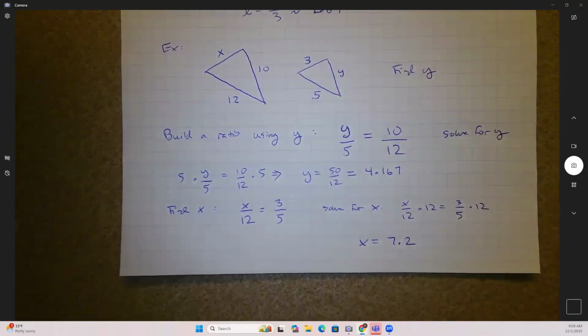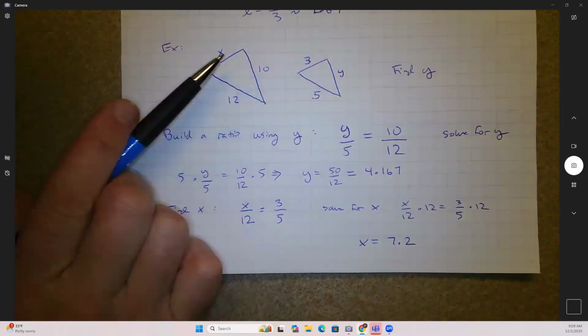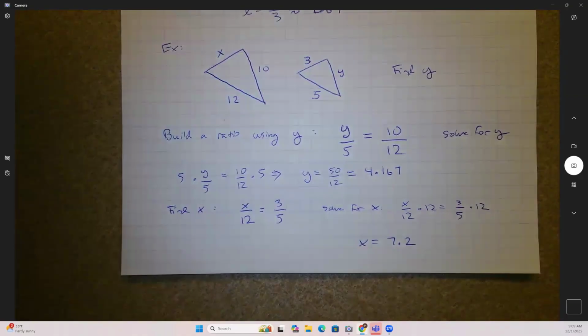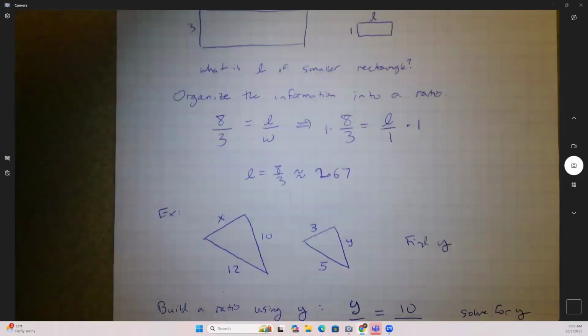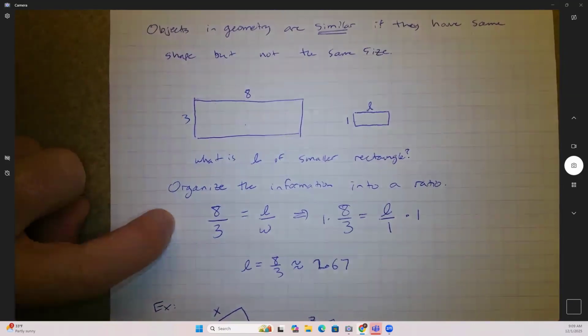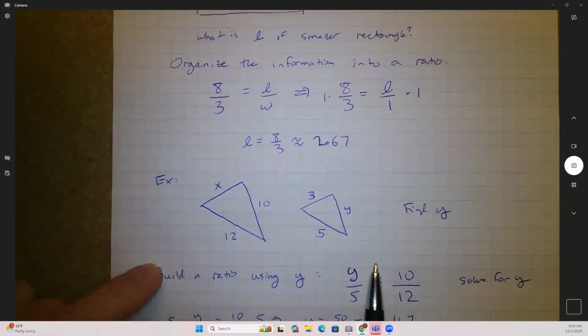And we do a quick check. 3 is the smallest length here. 7.2 is the smallest length there. Okay, that makes sense. All right, so the key is when you work with similar objects in geometry, you build ratios to organize your information. And once you have that information organized, you can usually solve for the missing piece.